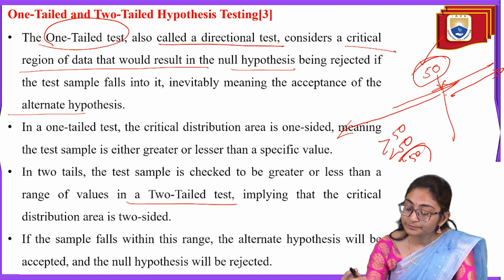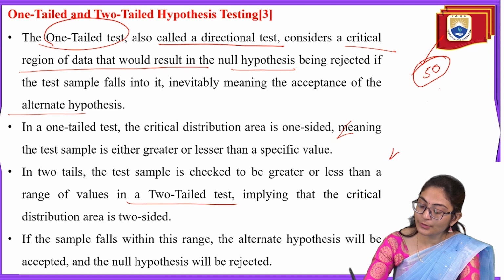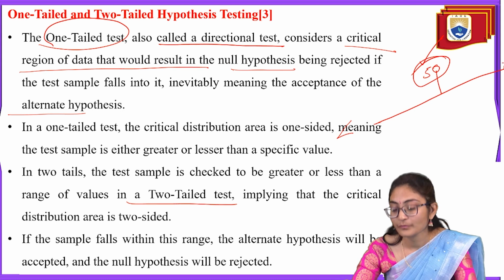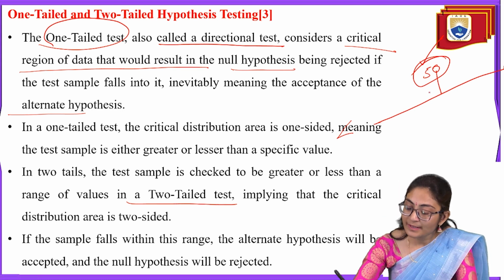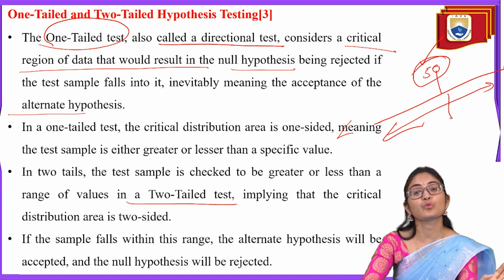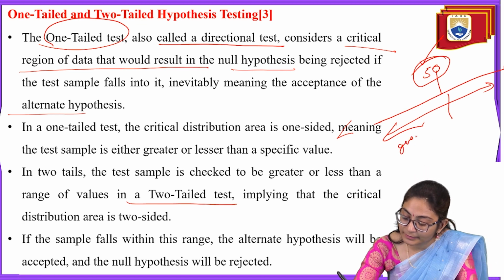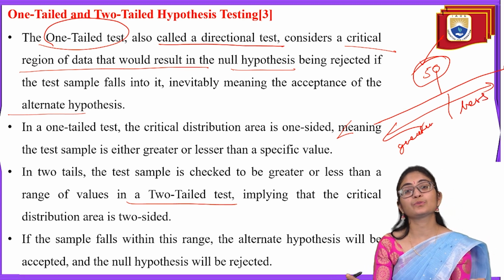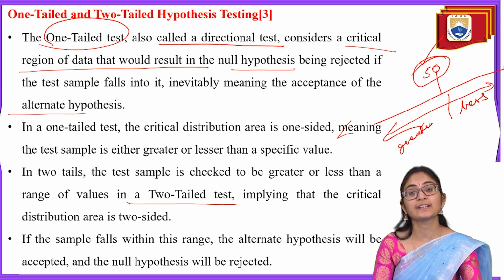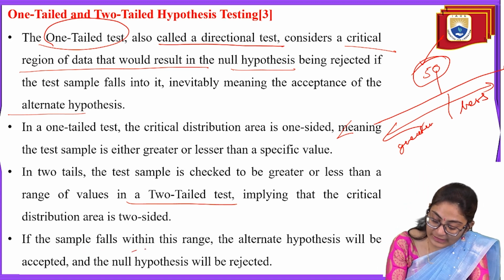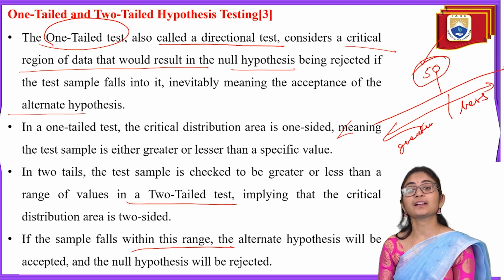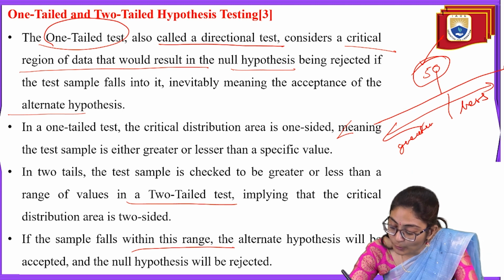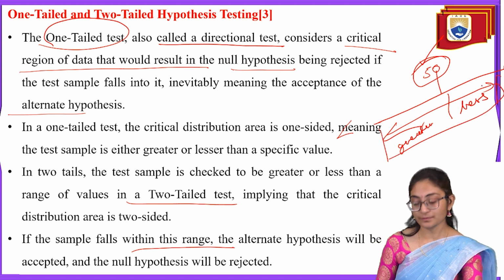That means here, now your result will be two-sided. Now again we will take 50 as our value. Now your result will go to both sides, either greater or less. That means your result is going into two sides. That's why it is a two-tailed test. And if the sample falls within this range, the alternate hypothesis will be accepted and the null hypothesis will be rejected. Why? Because we are getting the one range.